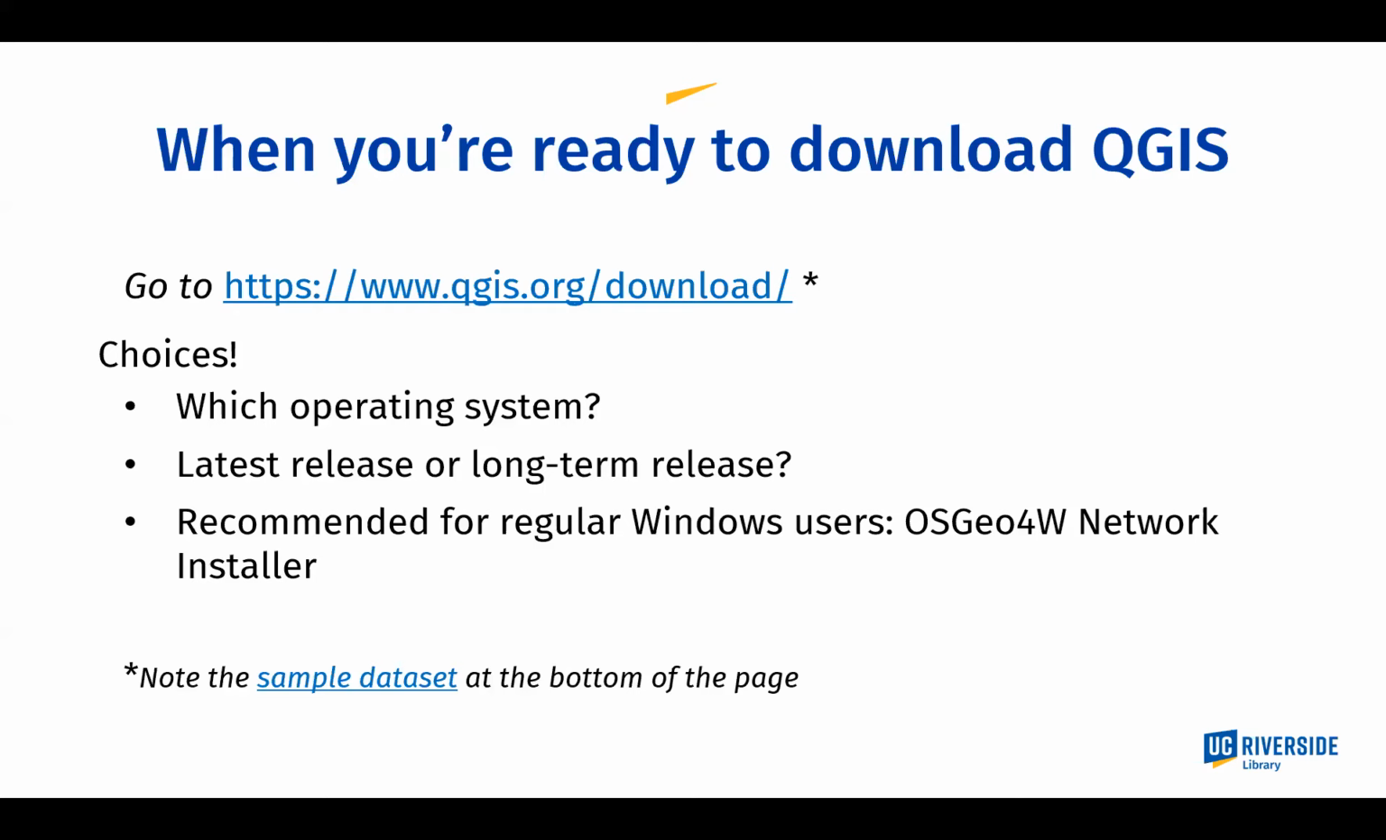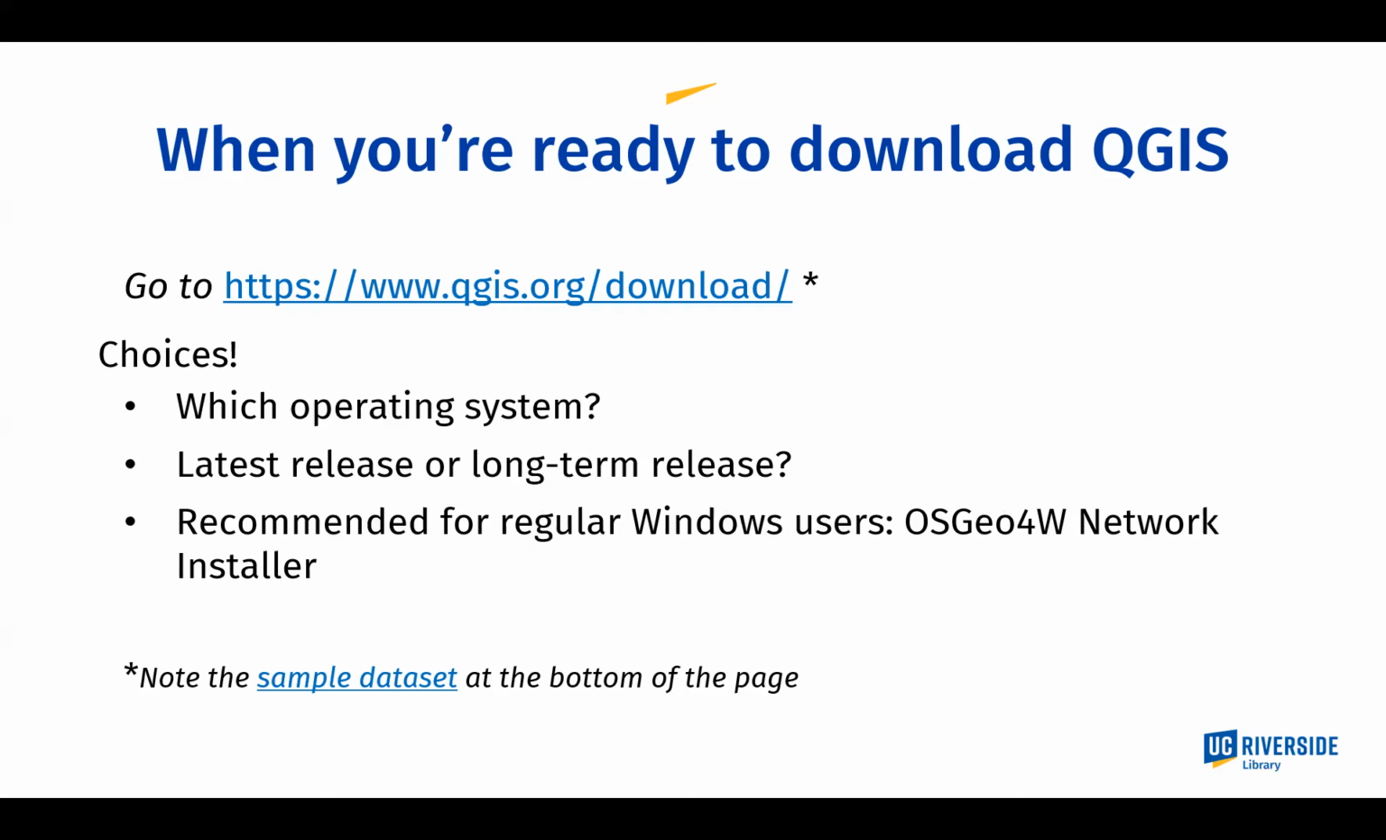And even when you go to that download webpage, you have choices. It's not just, there's only one thing I need to do and that's it. You have to think a little bit about what you want to do. So first of all, you have to know which operating system you're using because there's a different installer depending on which operating system. You have to decide whether you want the latest release or the long-term release.